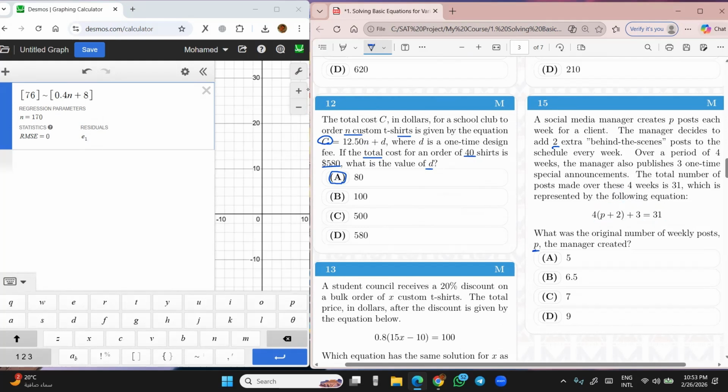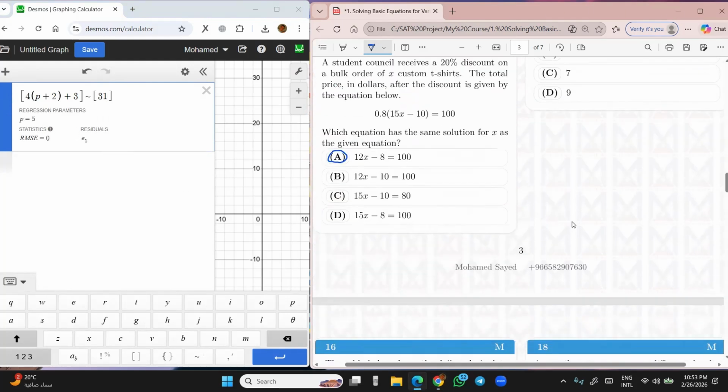So you have to write this. Because we have only one letter here, it's very simple. We can start writing 4 and open and close a pair of parentheses, P plus 2, and then after that we write plus 3. All of this on the left side, clean the right side, and write 31. And then the value of P is equal to 5, which is letter A.